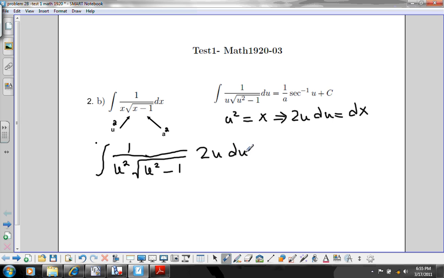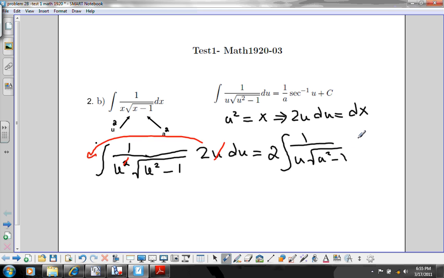du. So if you look over here, you'll see that this u and one of these squares cancel, and we can pull this 2 to the outside, and we end up with this formula. We end up with 2 integral of 1 over u square root of u squared minus 1 du. So now we have it in the same form that we have up here.